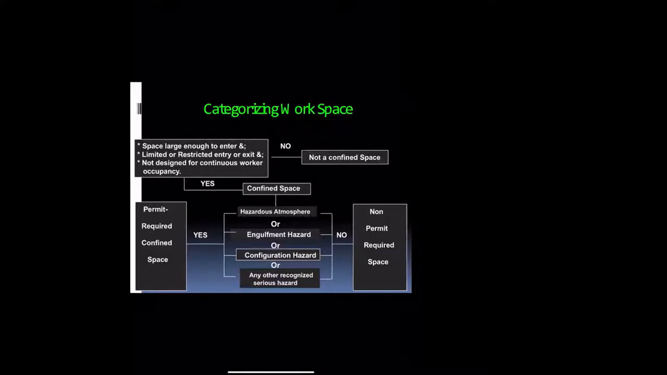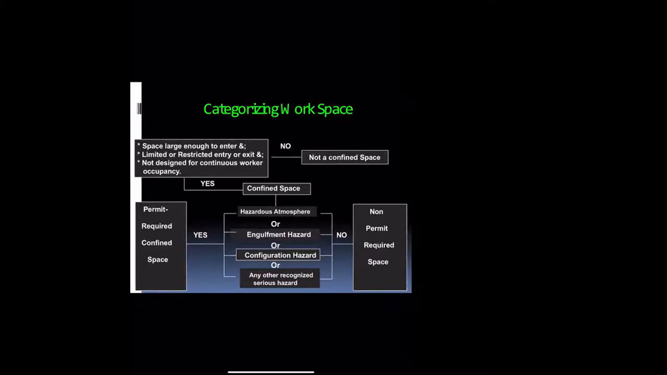The next one down says, does it have an engulfment hazard? An engulfment hazard, if I'm working in a trench, like an excavation, and I can get caved in by dirt, that would be an engulfment hazard, right? I can get swallowed up by the dirt. If you said yes, it requires a permit. And the permit will just tell you, okay, well, use things to prevent a cave-in, such as sloping back the hill, using shoring, using a trench shield box while you're in the excavation.